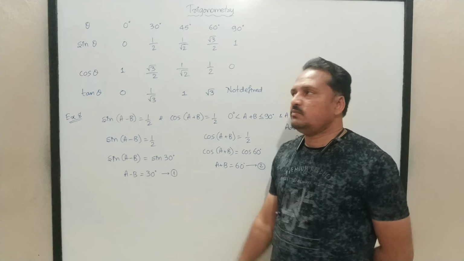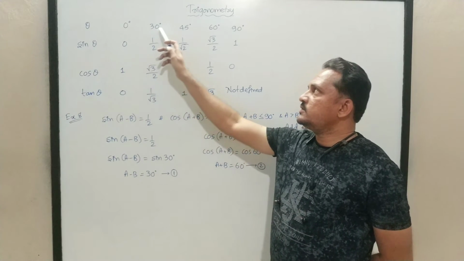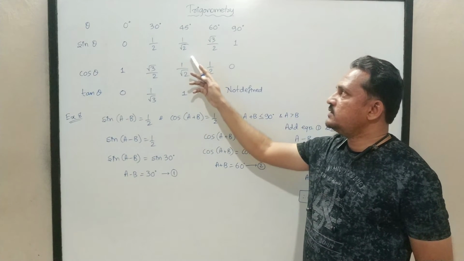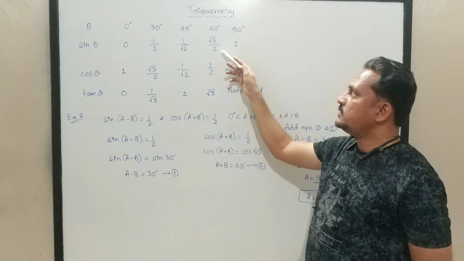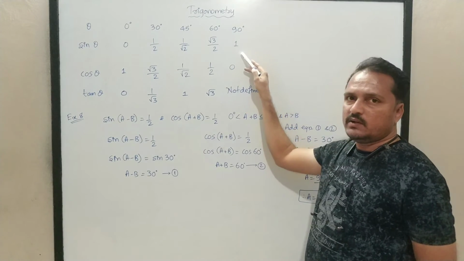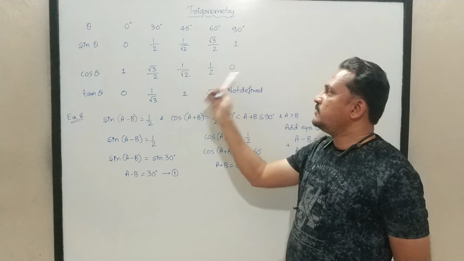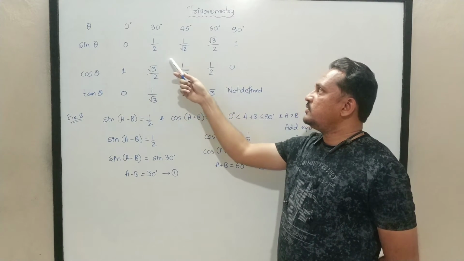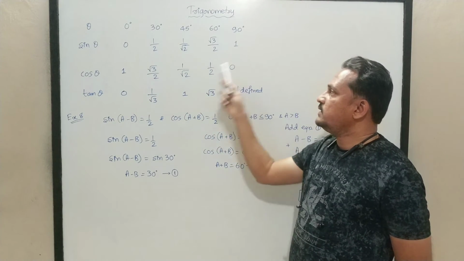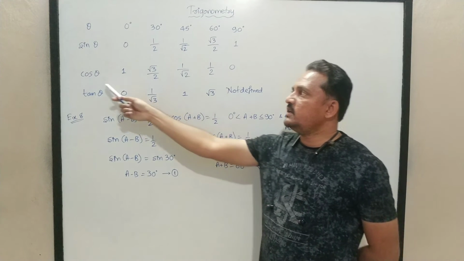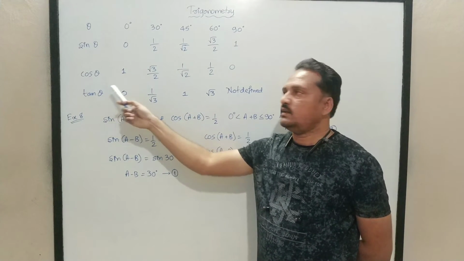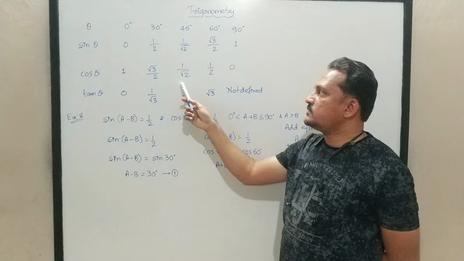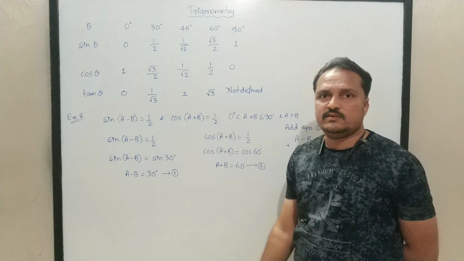Then what are the things I have to remember? Sin 0 is 0, sin 30 is 1 by 2, sin 45 is 1 by root 2, sin 60 is root 3 by 2, sin 90 is 1. Whatever these values, write in the reverse order. So 0, 1 by 2, 1 by root 2, root 3 by 2 and 1 here. It will be in the reverse order, then we will be getting cosine of angle theta. So sin 45 and cos 45 both will have the same values.